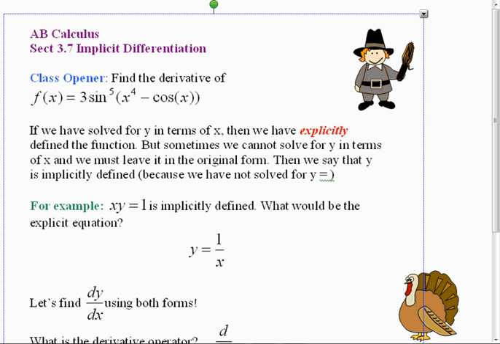Because we already did 3.6. 3.6 is due today, remember? What color is it? White.